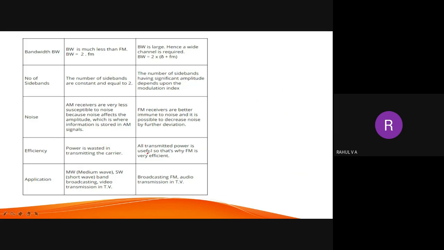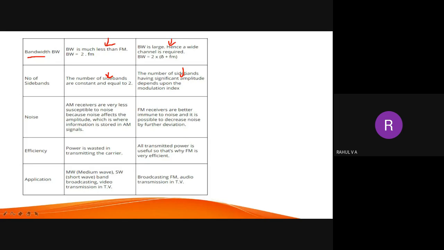And bandwidth: we have seen that the bandwidth of AM is very small, but FM is large. In AM the number of sidebands is equal to 2, lower sideband and upper sideband, only 2 sidebands. But we have seen that in FM the number of sidebands having significant amplitude depends on the modulation index. So depending on the modulation index, you can have n number of sidebands. But in the case of AM, only 2 sidebands are there.